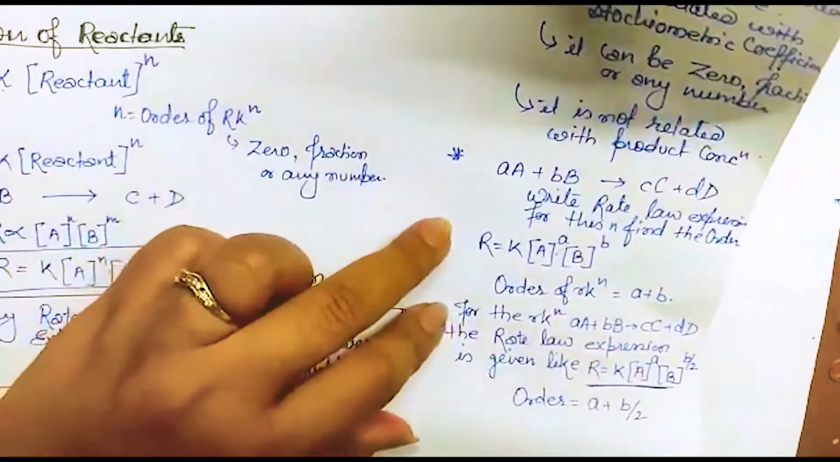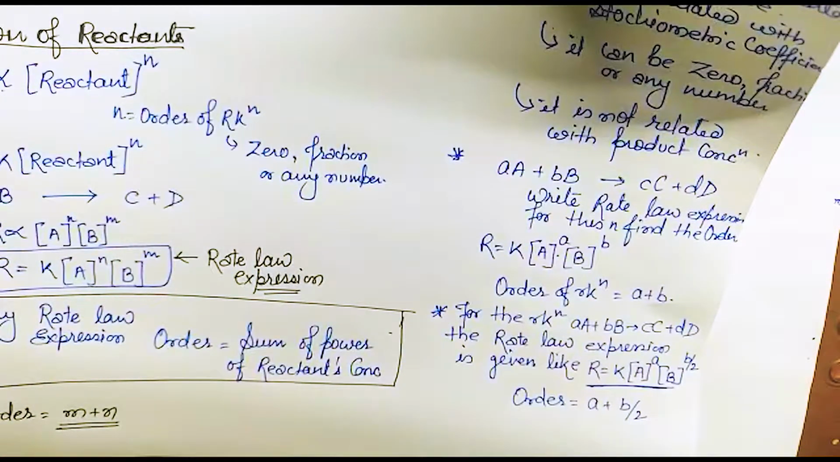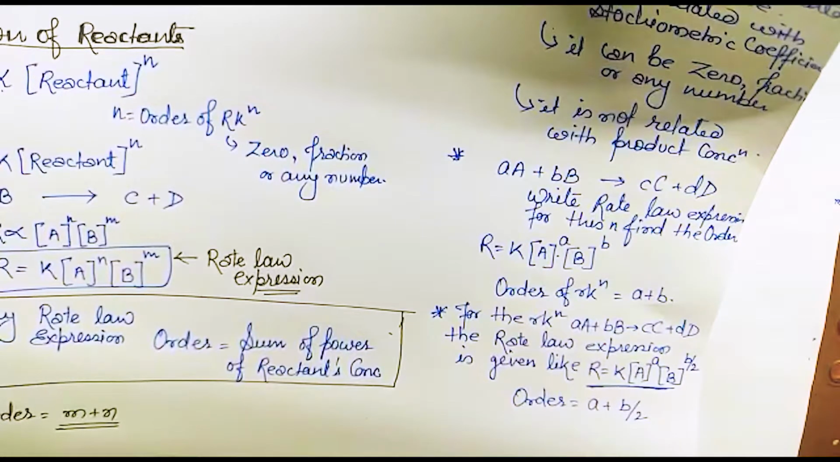There are two types of question. In the first question, suppose the rate law expression is not given and the question asks to find the rate of reaction according to this equation, and the rate law expression is not given, so we will do it like this. But if the rate law expression is given for any equation, then we don't have to check the balanced equation. Got it? We will go according to the rate law expression.